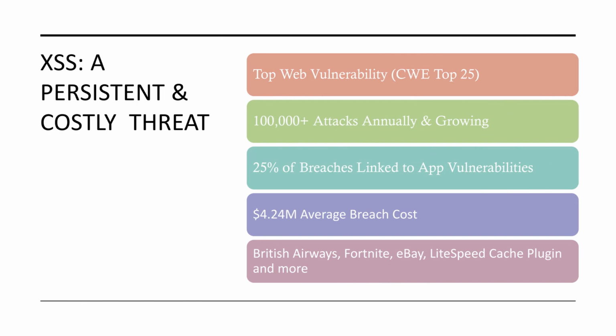These numbers highlight the importance of tackling XSS. It's consistently a top web vulnerability, and according to reports, over 100,000 XSS attacks occur annually, and that figure is growing. About 25% of all data breaches are linked back to application vulnerabilities like XSS, and these breaches are costly. The average cost is around $4.24 million. This isn't limited to smaller targets. Major organizations like British Airways, Fortnite, and eBay have all been impacted by it.